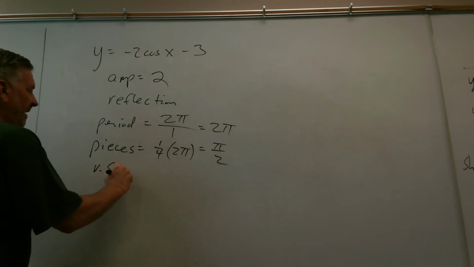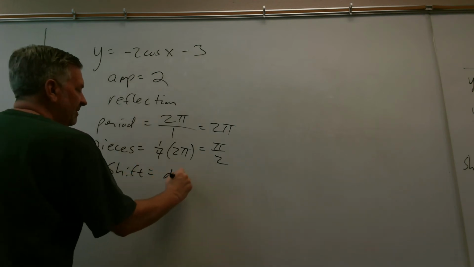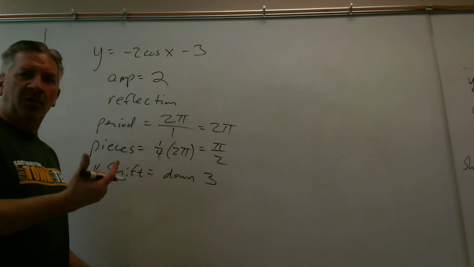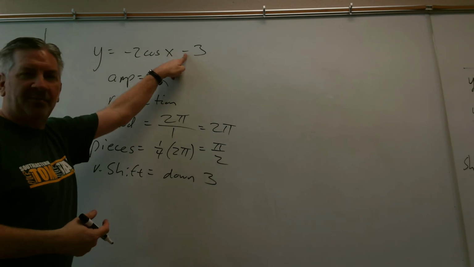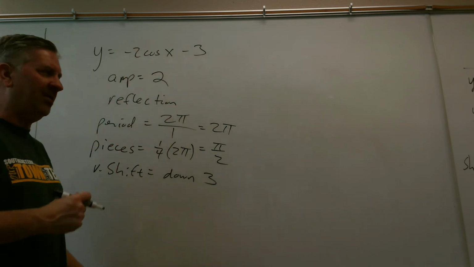But we do have a vertical shift, and always tell me how much and in which way. This is down 3 units. Okay? Unlike the horizontal shift, the plus and minus makes sense. When you subtract a number, you go down. When you add a number, you go up. For the horizontal shift, it's kind of the opposite of what you think.